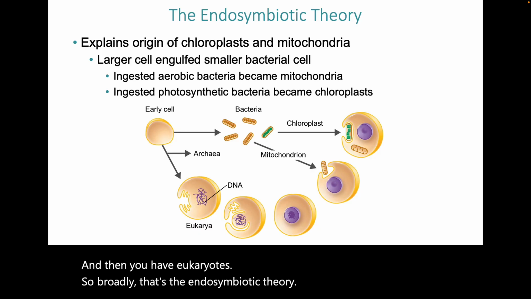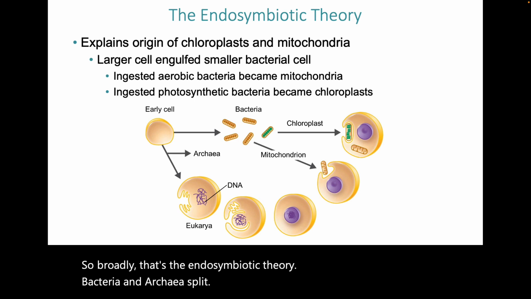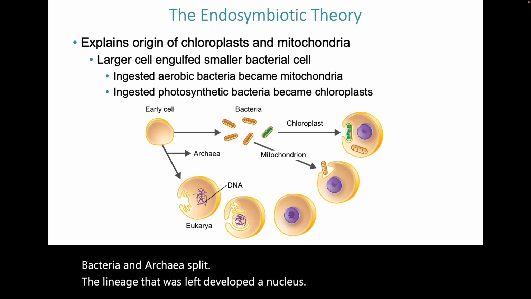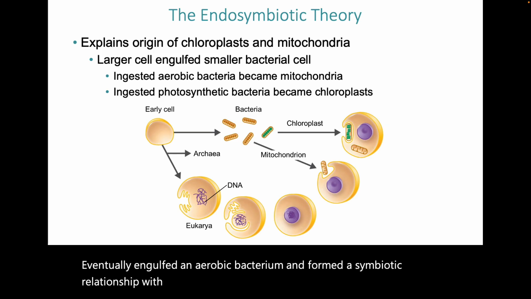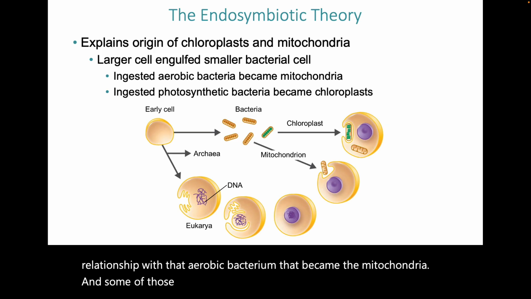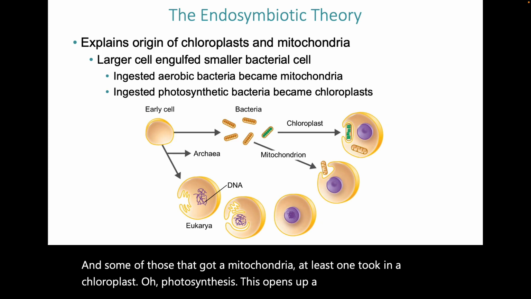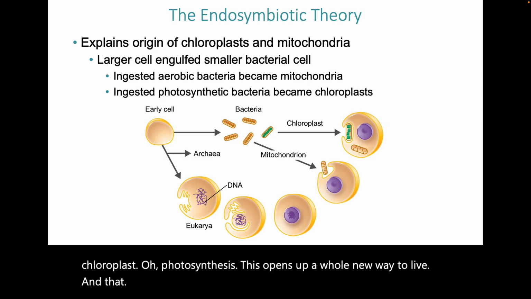Bacteria and archaea split. The lineage that was left developed a nucleus, eventually engulfed an aerobic bacterium and formed a symbiotic relationship with that aerobic bacterium that became the mitochondria. And some of those that got a mitochondria, at least one, took in a chloroplast. Oh, photosynthesis. This opens up a whole new way to live. And that became all of the photosynthetic eukaryotes. Okay.